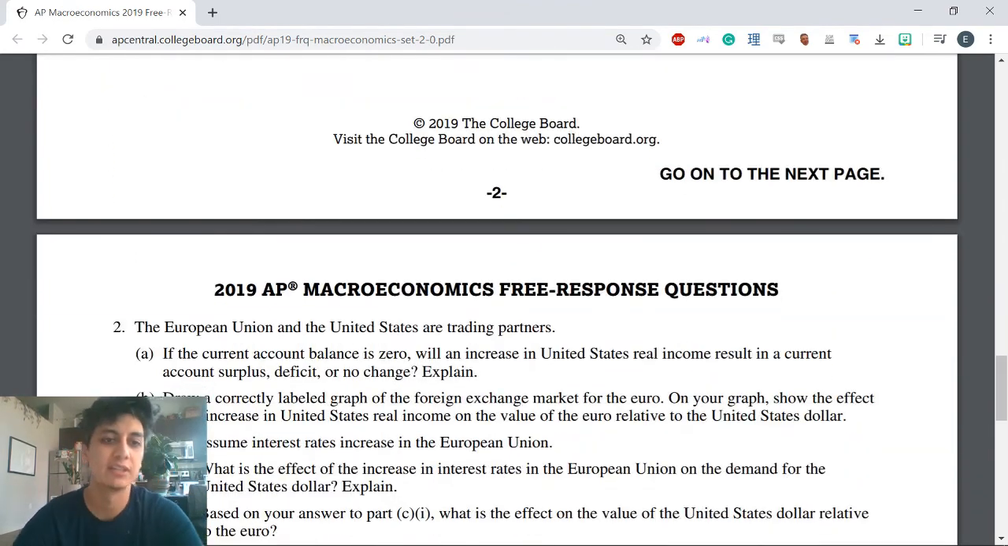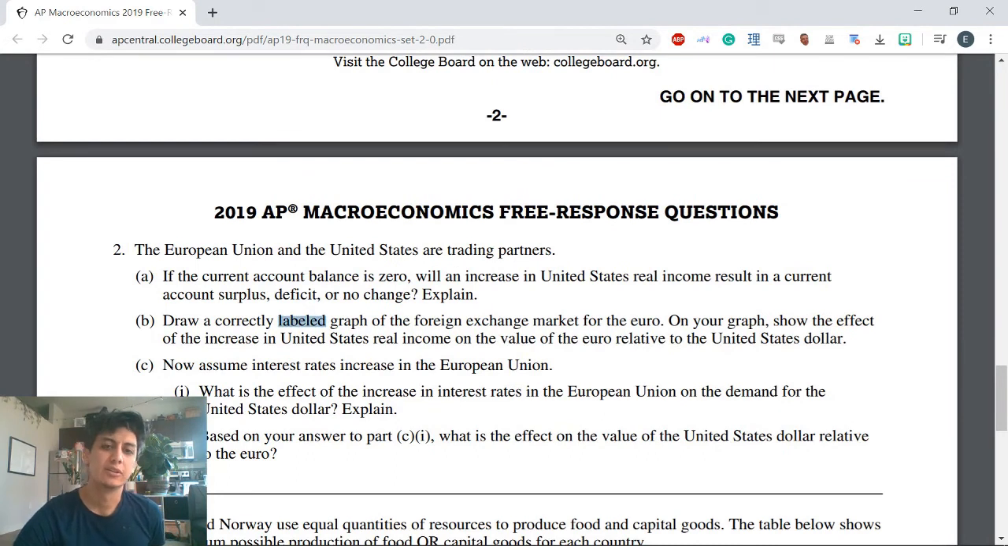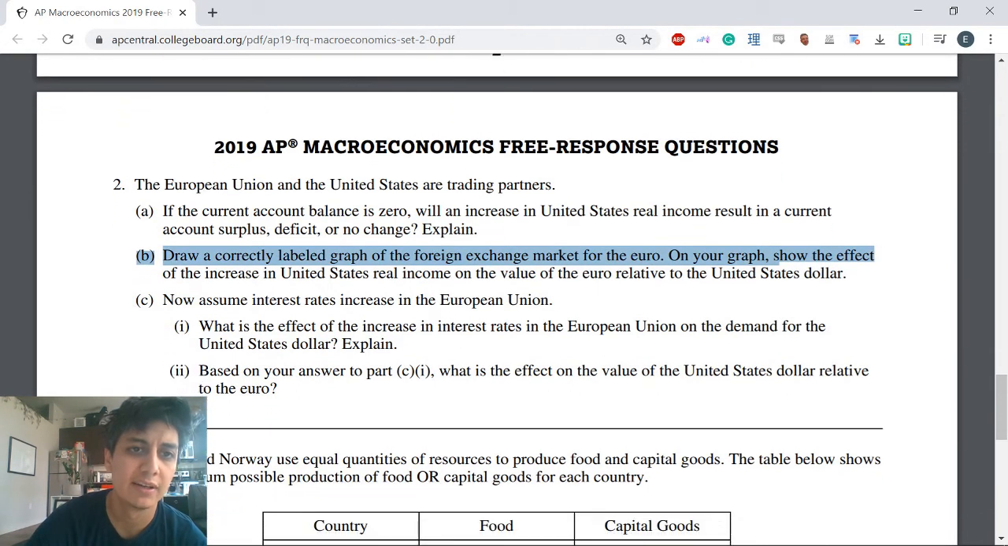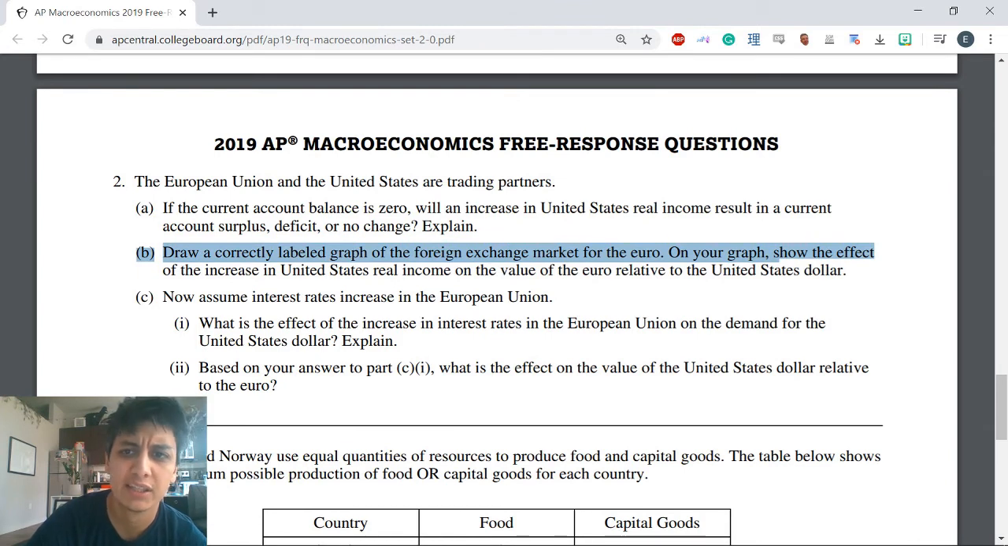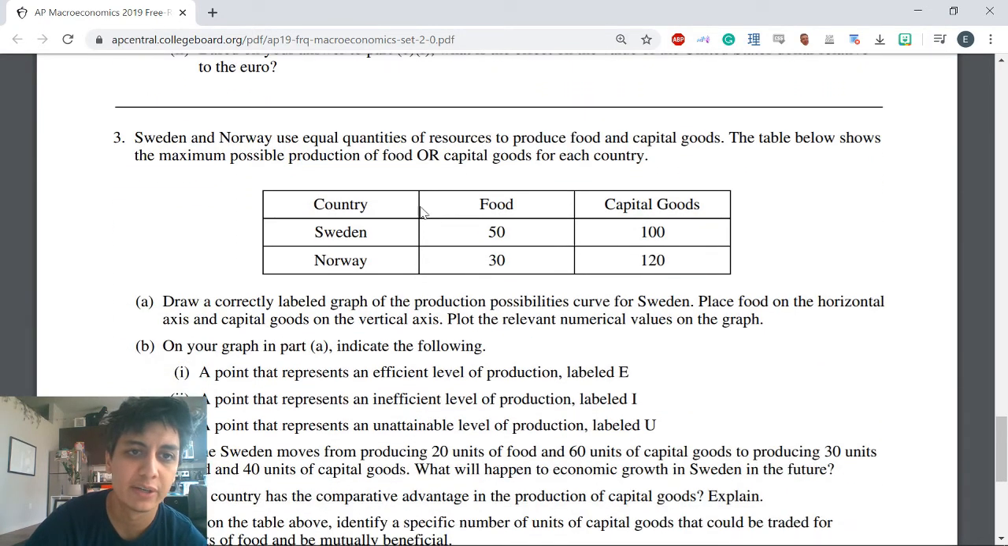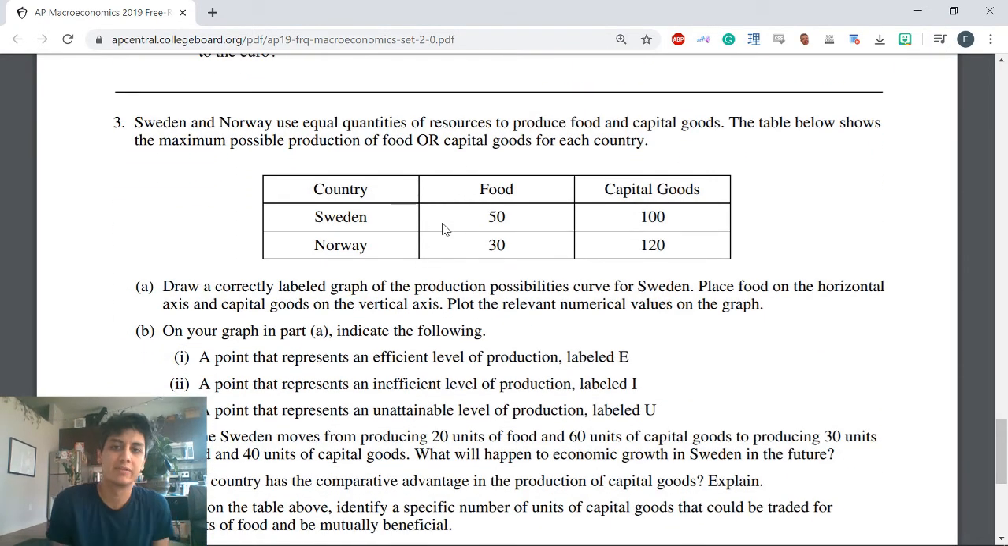If we scroll down to question number 2, the market for the foreign exchange market's not going to be on the 2020 test, so we can skip over part 2. And question number 3, we have a comparative advantage question. It says Sweden and Norway, blah blah blah. 50 food, 30 food, 100 capital goods, 120 capital goods. Draw a correctly labeled graph of the production possibilities curve for Sweden.